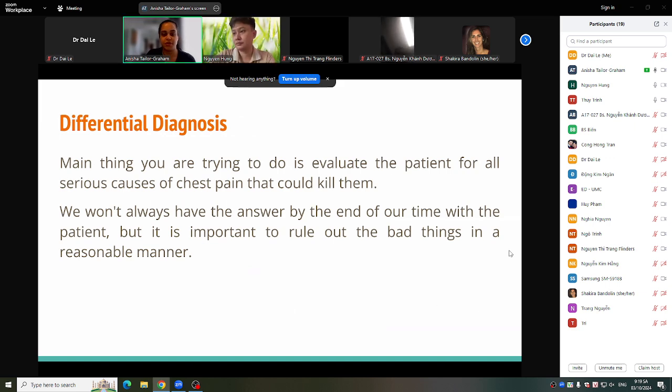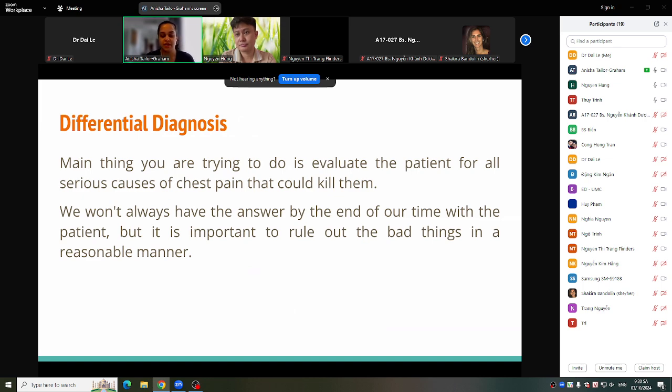So when you're evaluating patients with chest pain, you always want to make sure that you have a differential diagnosis in mind. The main thing you're trying to do in the emergency department is evaluate the patient for all serious causes of chest pain that could potentially kill them.